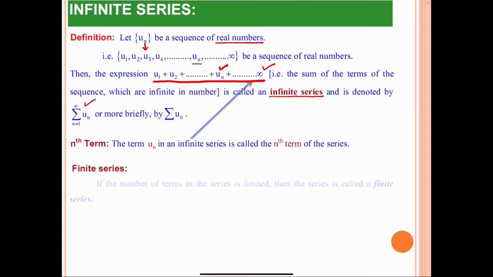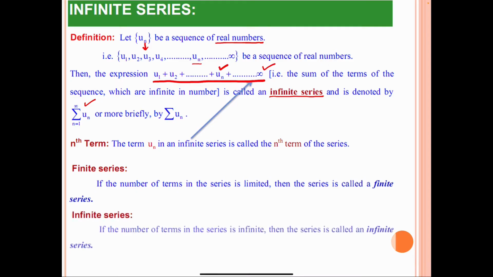So next definition, finite series. If the number of terms in the series is limited, meaning finite, then the series is called a finite series. And if the number of terms in the series is infinite, then the series is called an infinite series. So this is all about the definition of infinite series.